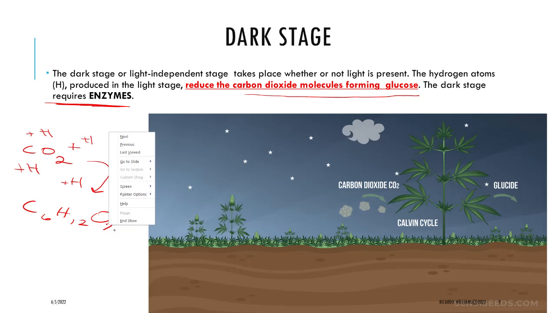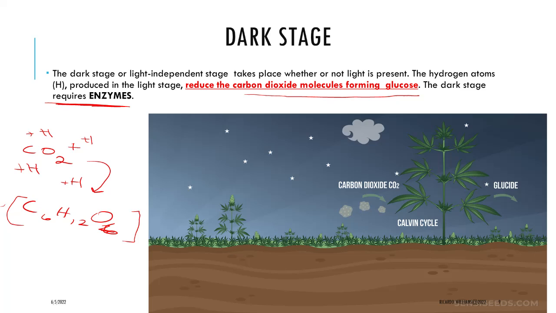C6H12O6. That's the glucose formula, right? So we keep adding hydrogen to carbon dioxide molecules till eventually, for every 6 carbon dioxide molecules, we add 12 hydrogens, and that converts it into glucose. And this process is important and will not occur unless the enzymes are present.